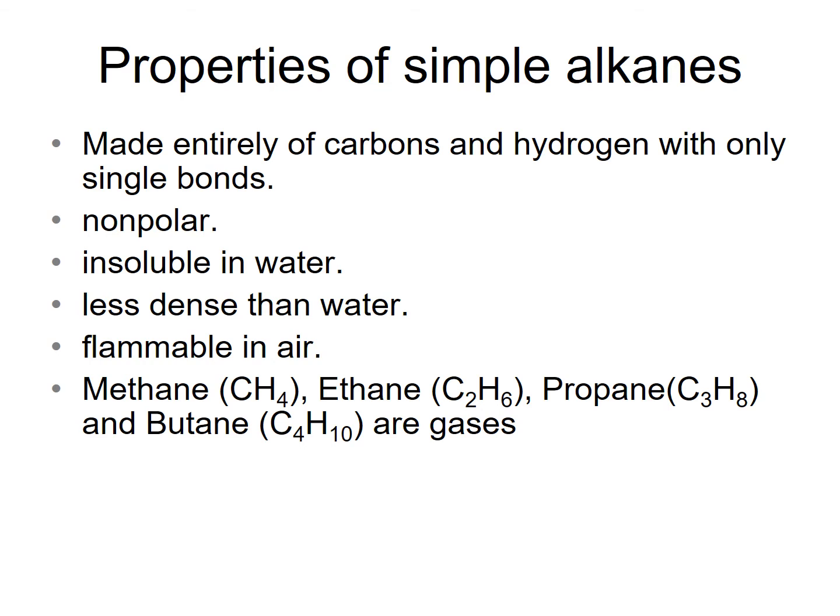The first 4 alkanes would be methane, which has a formula of CH4, a carbon surrounded by 4 single-bonded hydrogens. The one we saw on the earlier slide, ethane, C2H6, propane, C3H8, and butane, C4H10. These are the first 4 simple alkanes, and they're all gases, although propane and butane can be liquefied pretty easily by putting them under pressure.